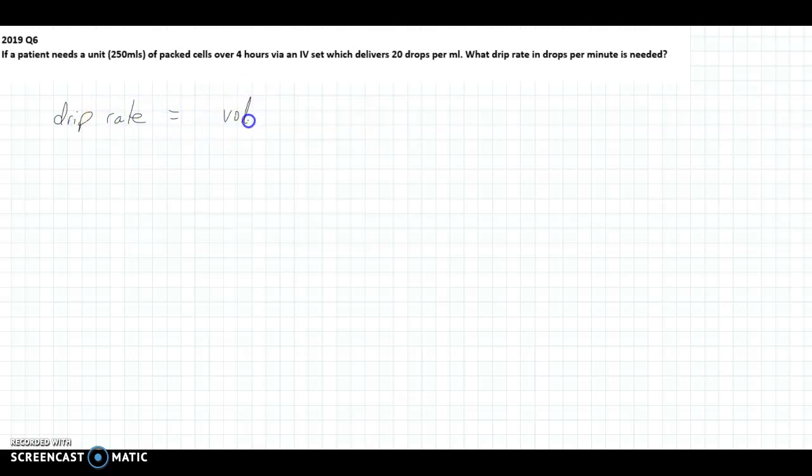It is the volume multiplied by the drop or drip factor, divided by the total time in minutes. Right, so we're just going to fill in that formula.